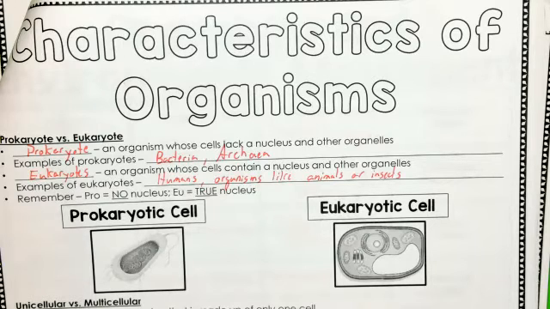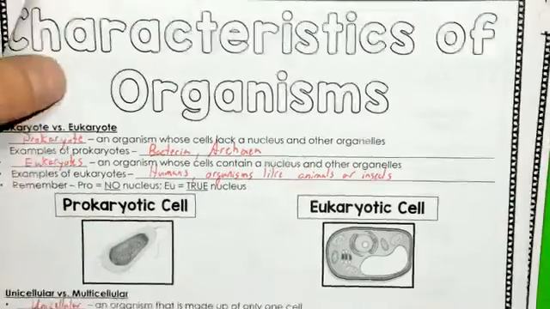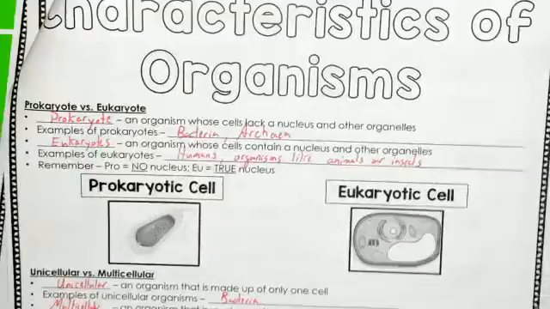Characteristics of organisms. Prokaryotic and eukaryotic. So the spelling's on the page, kind of in the pictures down here, if you need to spell it.